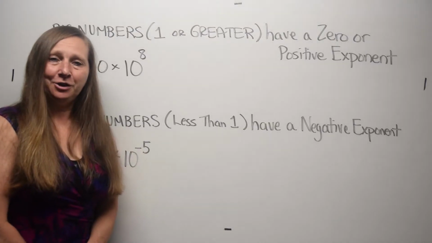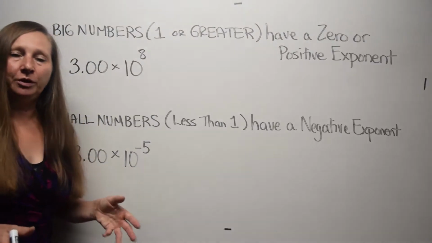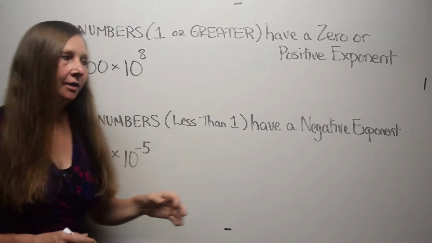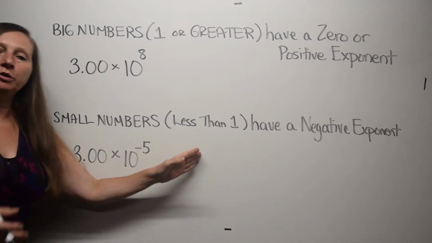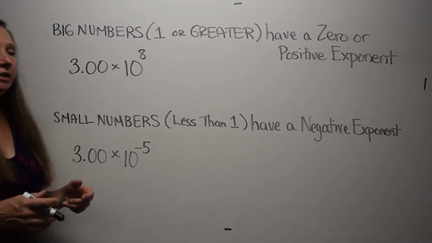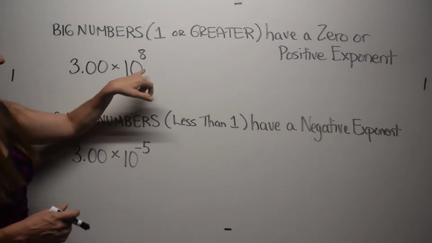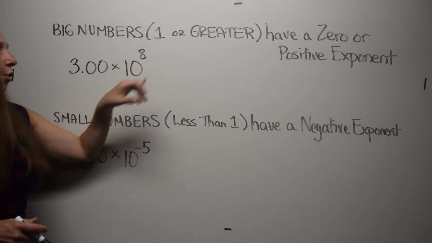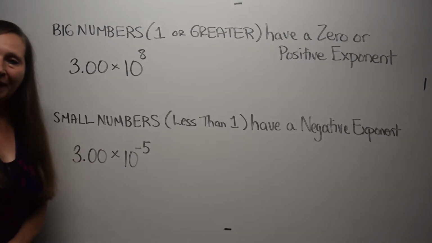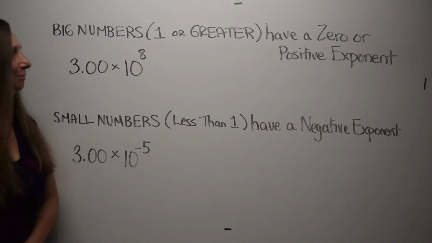Understanding scientific notation is all about deciding whether you're dealing with a big number, in other words, 1 or greater, or a small number, numbers less than 1. If you figure out from the beginning whether you're dealing with a big number, in other words, a positive exponent, or a small number, a negative exponent, then you probably won't be making any mistakes with scientific notation.